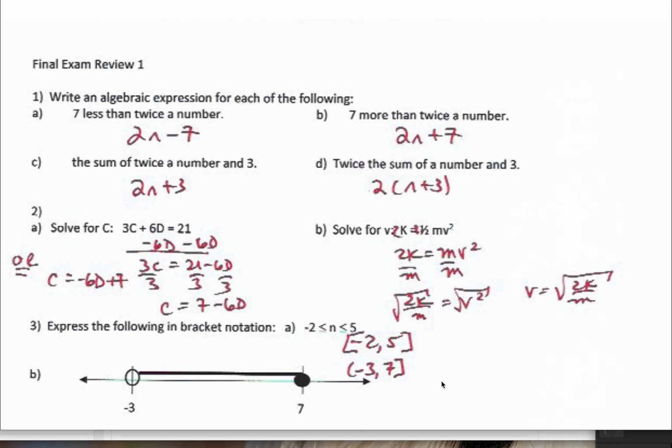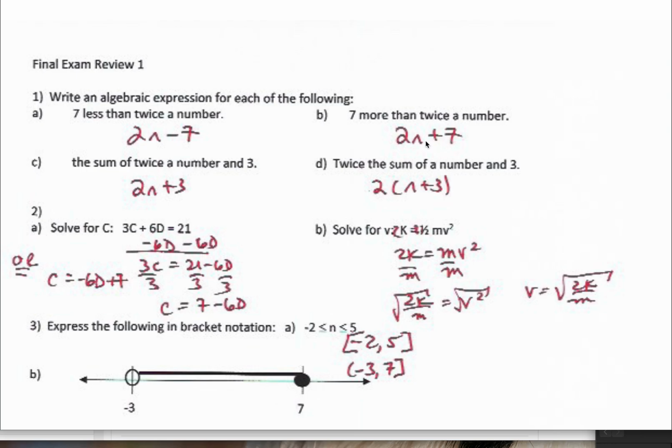Okay, so final exam review number 1. Let's go over these answers. For number 1, it says write an algebraic expression for each of the following. 7 less than twice the number. First shall be last, last shall be first. 2n minus 7. For B, it says 7 more than twice the number.